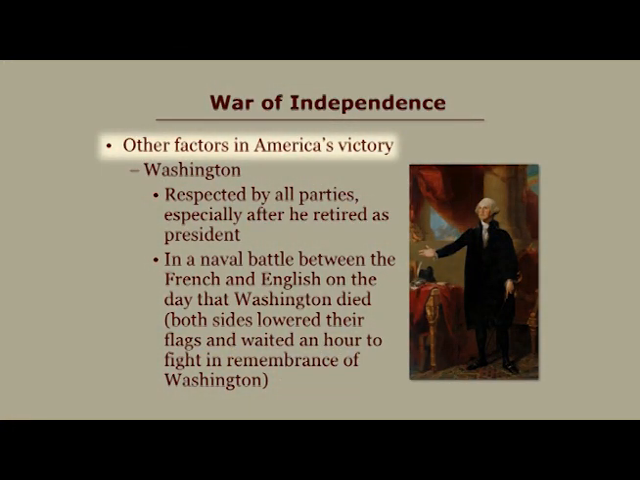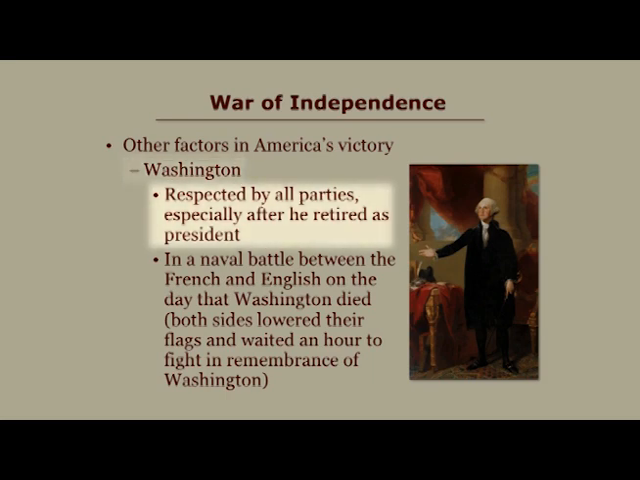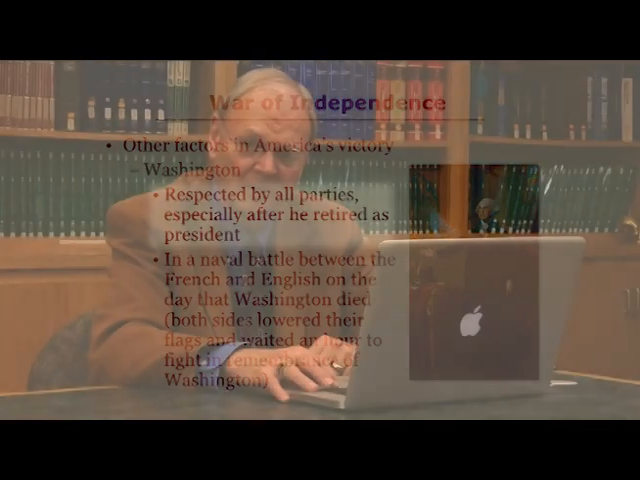Another factor in America's victory was George Washington. He was loved by his people because he worked so hard and he did so well. Respected by everybody, and obviously was the unopposed choice as first president of the United States. He ran two terms, felt that that was sufficient. He resigned and went back to his farm.